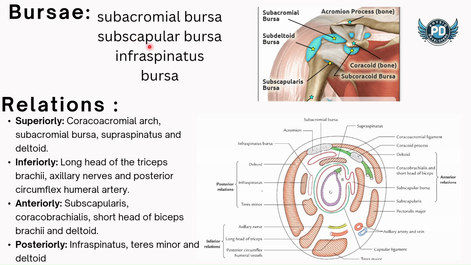Subscapular means beneath the scapula. Infraspinatus bursa means beneath the infraspinatus muscle. These are some of the bursae present in shoulder joint. Coming to the relations, there are four directional relations. First one is superiorly, inferiorly, anteriorly, posteriorly.